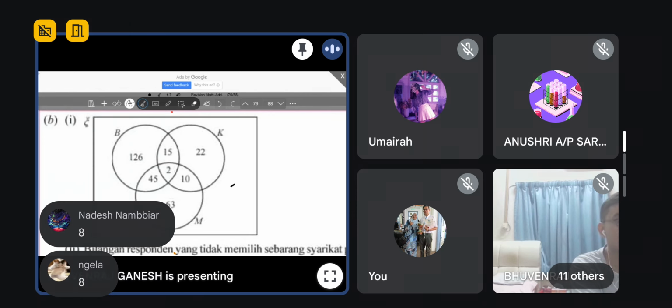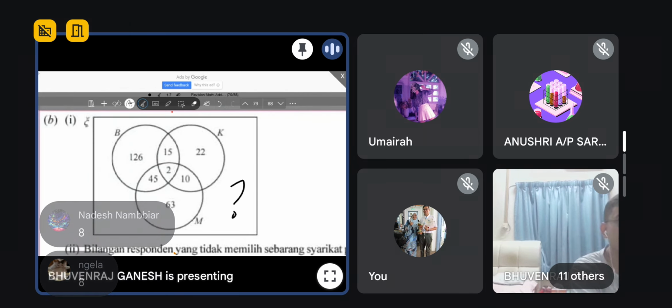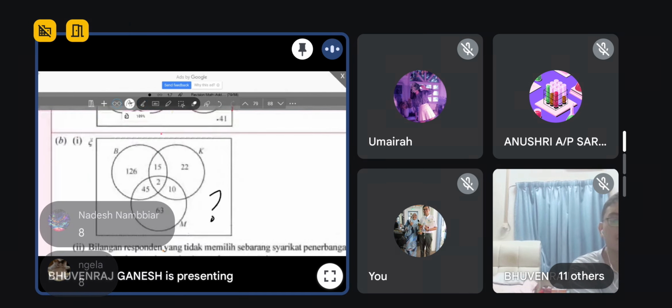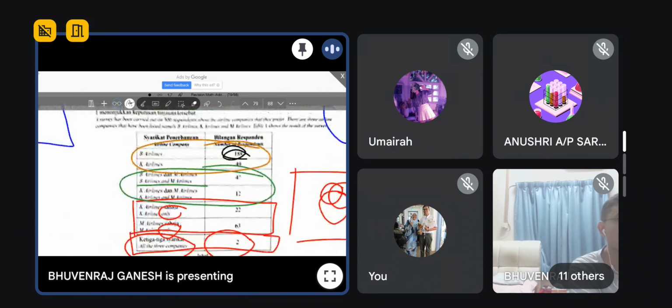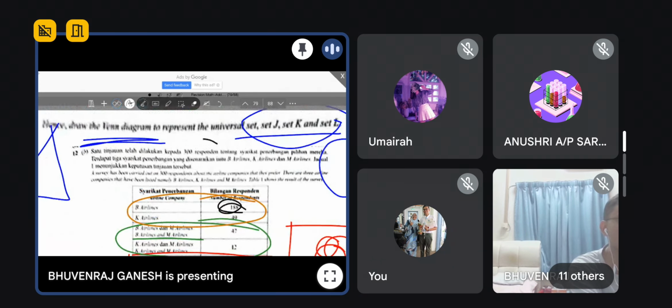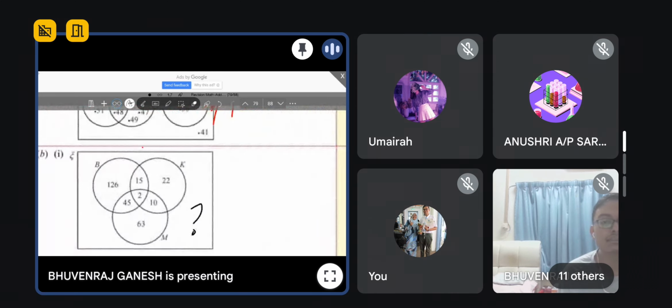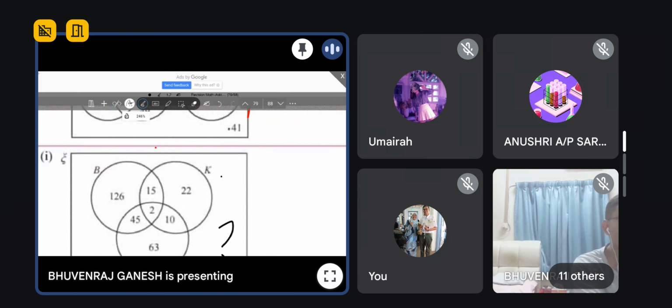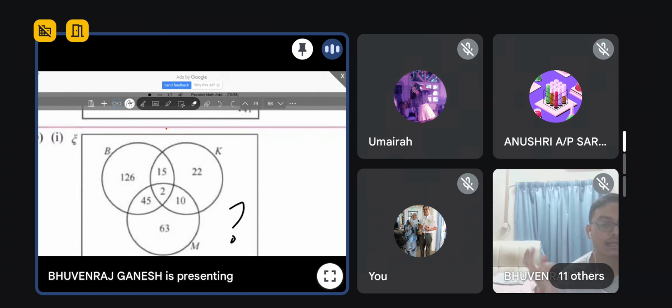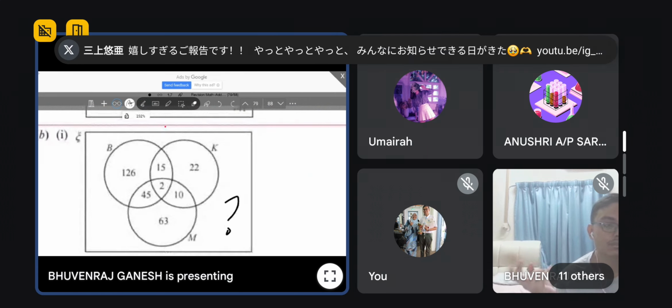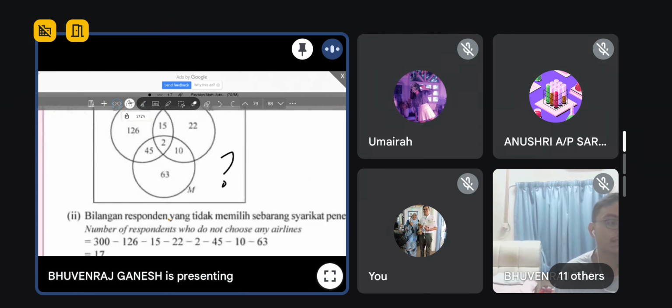So you must find out how much here. So how to know, guys? You must know your total. Kamu kena tahu jumlah respondent. So your total respondents here is 300 based on the question. So basically, if you take 300, tolak dengan semua nilai dalam ni, you will get the number that never chose any airline. Bilangan yang tak pilih mana-mana penerbangan. Am I right, guys?